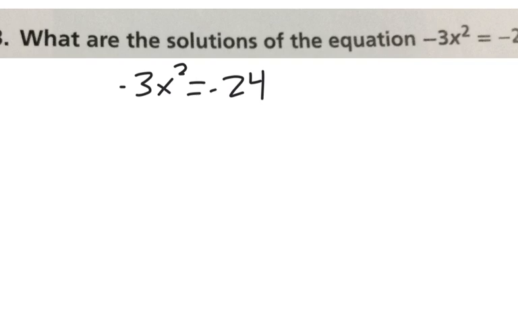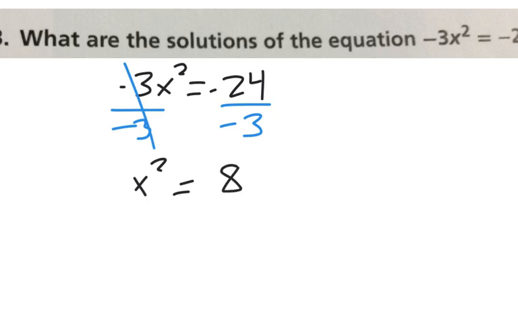Which one do I get rid of first? The negative 3. Multiplying by negative 3. I can get rid of that by dividing by negative 3 on both sides. That may be the biggest negative I've ever drawn. Negative 3 divided by negative 3 is 1. 1 times x squared is just x squared. Now, negative 24 divided by negative 3 is positive 8. Is the x by itself? Not yet, because it's being squared. So how can I undo squaring a number? Take a square root of both sides.